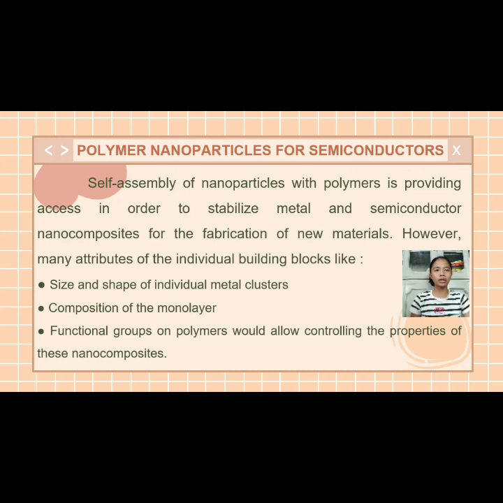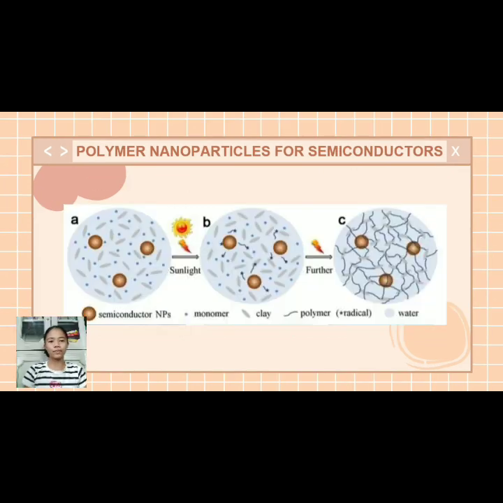Self-assembly of nanoparticles with polymers provides access to stabilize metal and semiconductor nanocomposites for the fabrication of new materials. However, many attributes of the individual building blocks, like size and shape of individual metal clusters, composition of the monolayer, and the functional groups on polymers, allow controlling the properties of these nanocomposites. So the following figures are the proposed mechanism of the functional nanocomposite hydrogels under the sunlight.